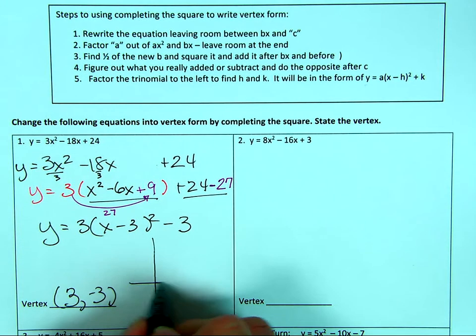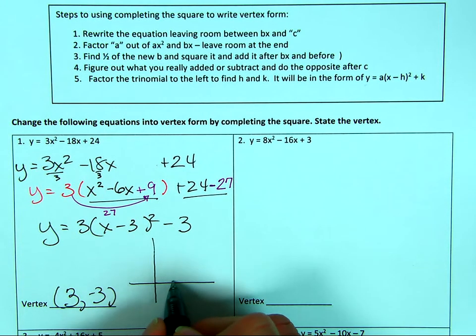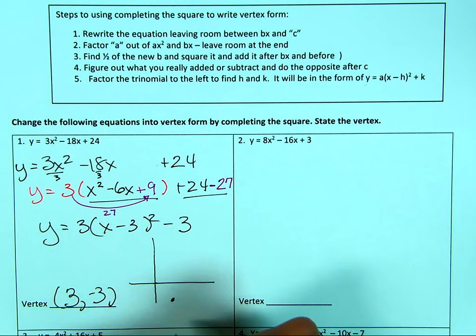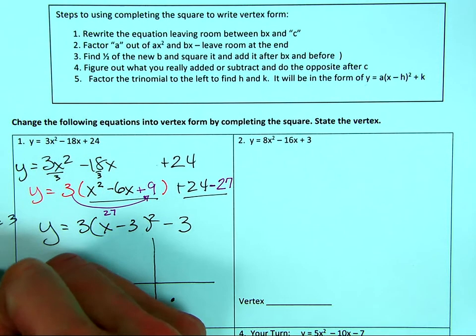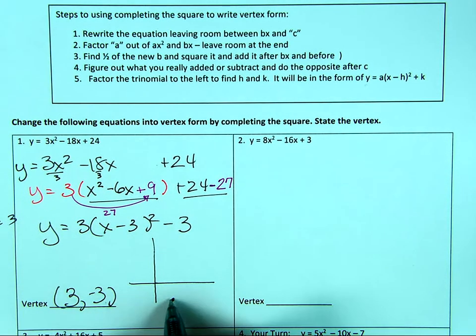I'm just going to sketch a quick graph. I would go over 3 and down 3, and that would be my vertex. And then because a is 3, my 1, 3, 5 pattern, normally I would go over 1, up 1, over 1, up 3, over 1, up 5.